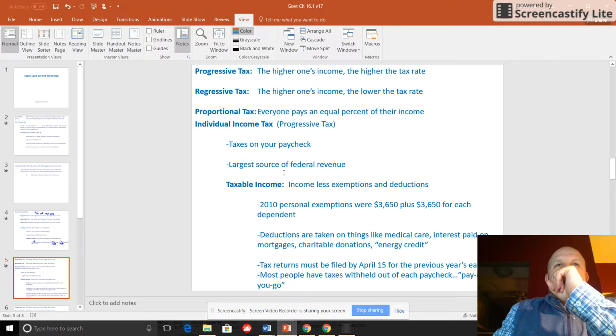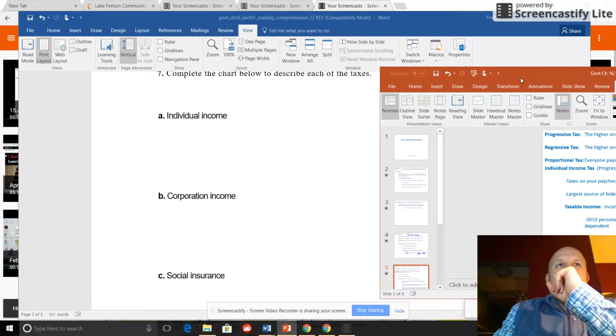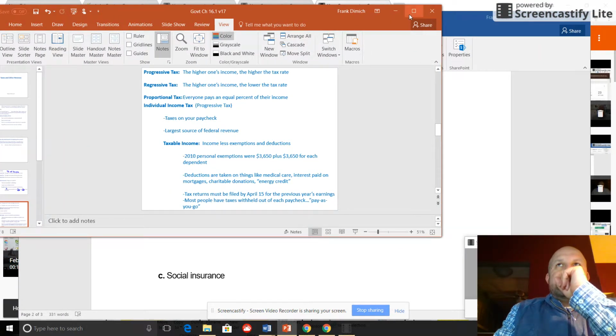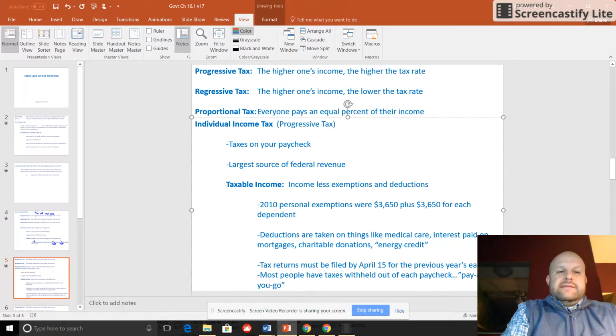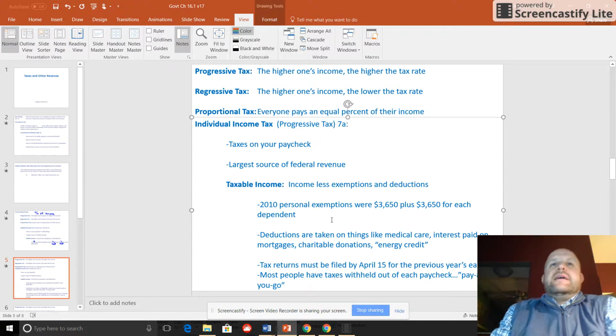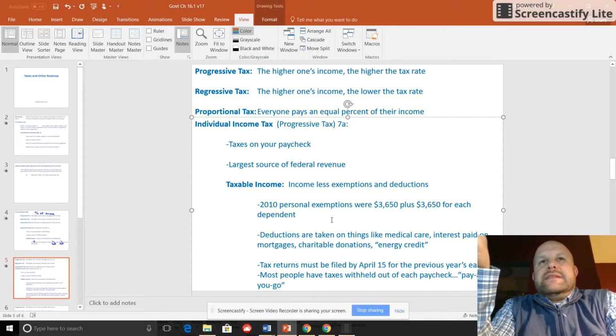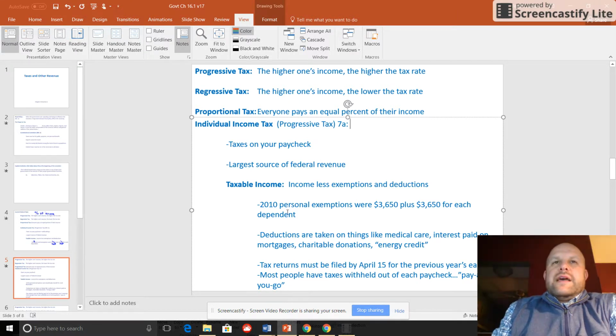So write down also for the definition of taxable income under number 7A. Again, this is 7A. All this is 7A: the 2010 taxable income is income less the exemptions and deductions. So you're taking those out. So again, 2015 personal exemptions were $4,000 for each person, plus $4,000 for each dependent.